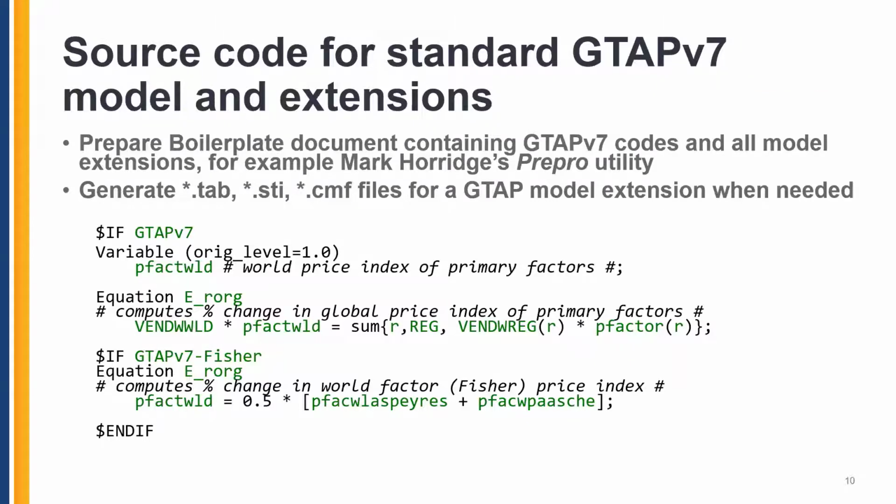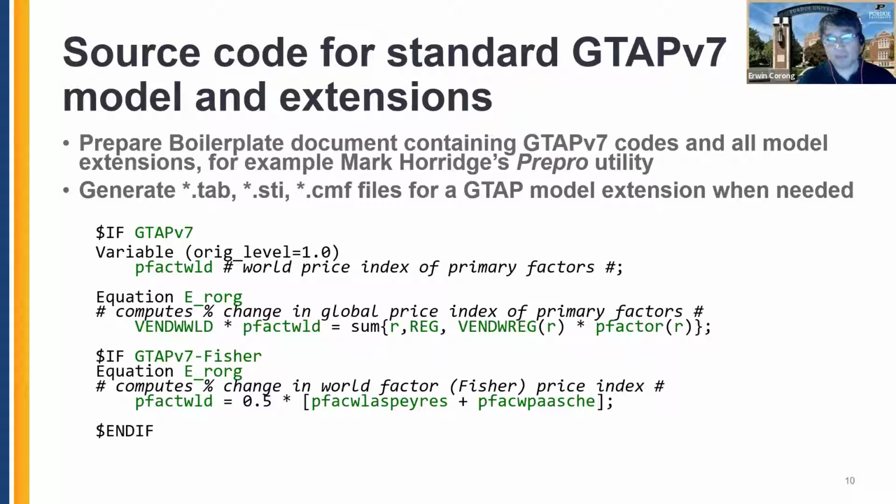So for testing, I've been using Mark Horridge's pre-pro utility. Basically, this one will allow you to generate tab file, STI, and CMF files for a GTAP model extension that you want. So here's a simple example.